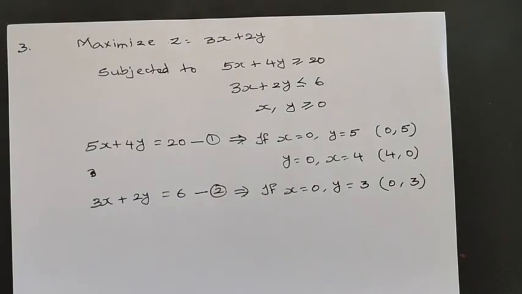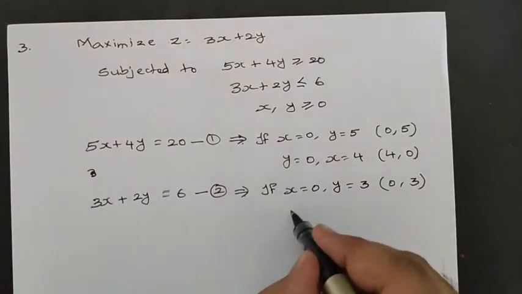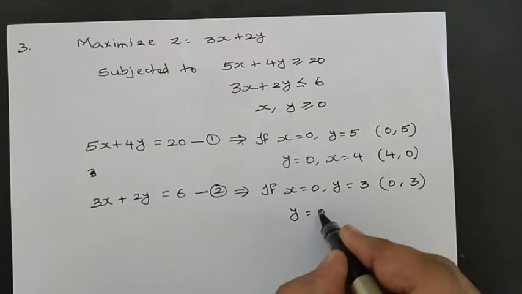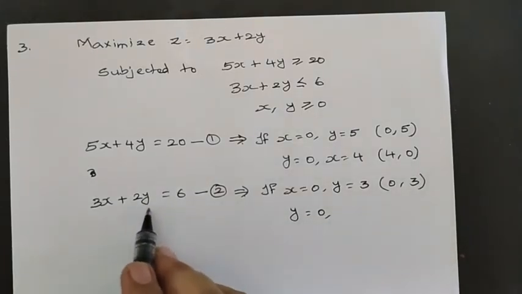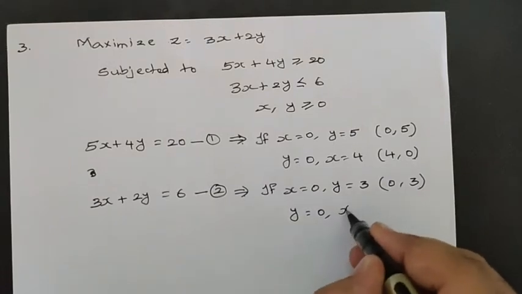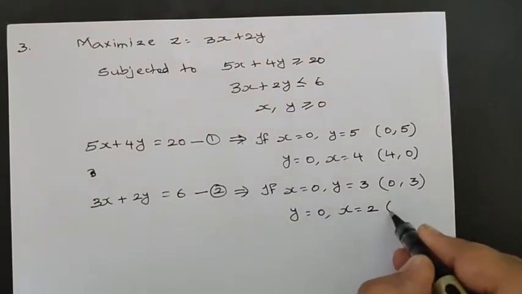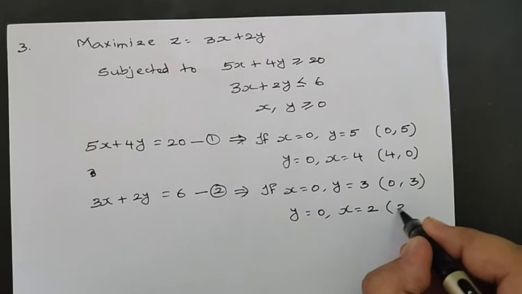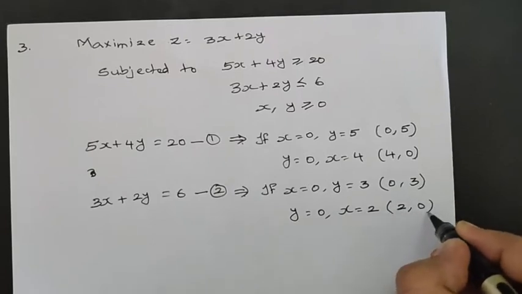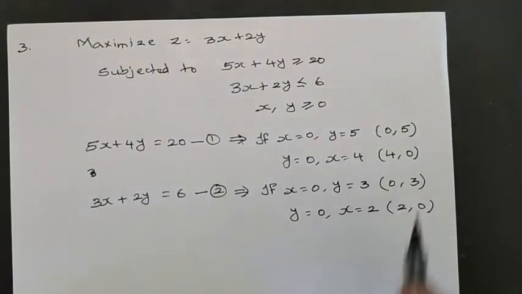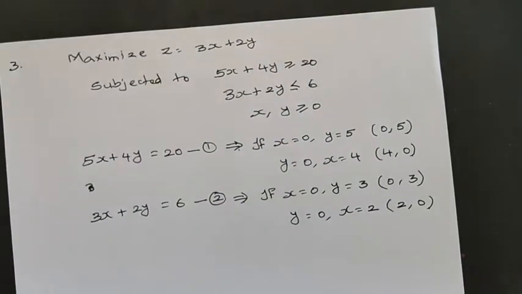Right? And next, take y as 0. So if y is equals to 0, then 2y is 0. So 3x equals to 6. So x is equals to 2. So x comma y means x is 2, y is 0. So now we got the vertices of the two equations.